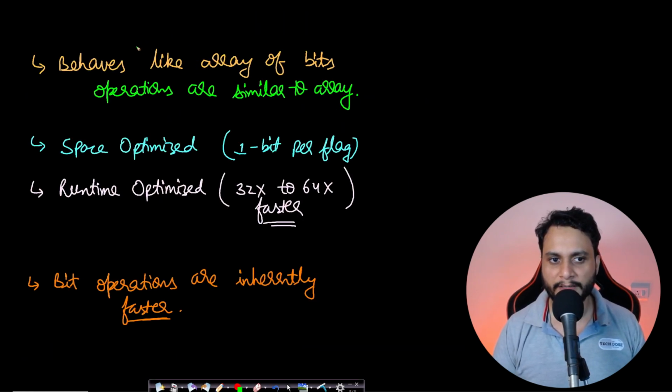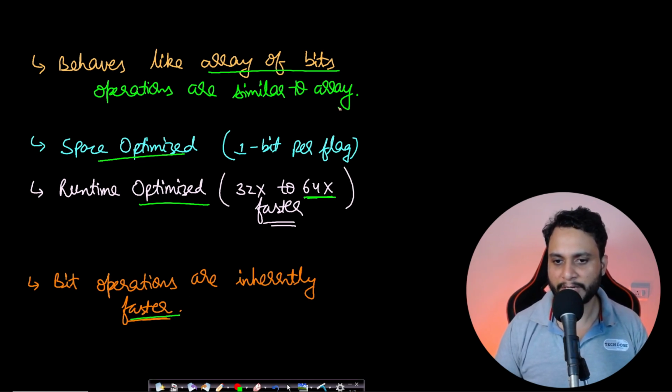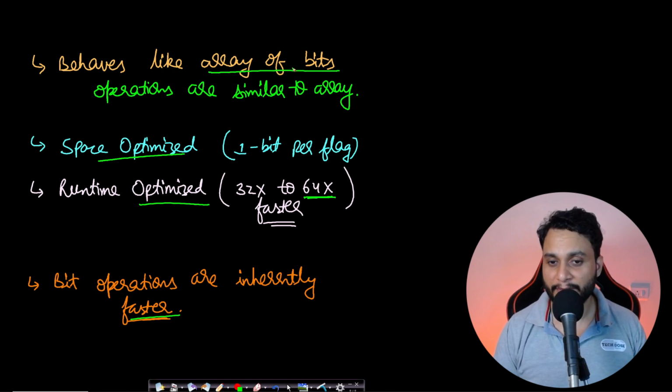Now just to summarize, the bit sets behave just like an array of bits, and operations are very similar to array of bits. It is space optimized, so it has 1 bit per flag, and runtime is very much optimized because if it is 32 bit architecture, it will make it 32x faster than the boolean array, and if it is 64 bit architecture, then it will make it 64 times faster. Bit operations are inherently faster, as you must be knowing. Everything on computer architecture is faster if it is written in terms of bit. Otherwise your code will be converted into bits and then it will be run. So you are saving that conversion step, therefore bit operations will always be faster.